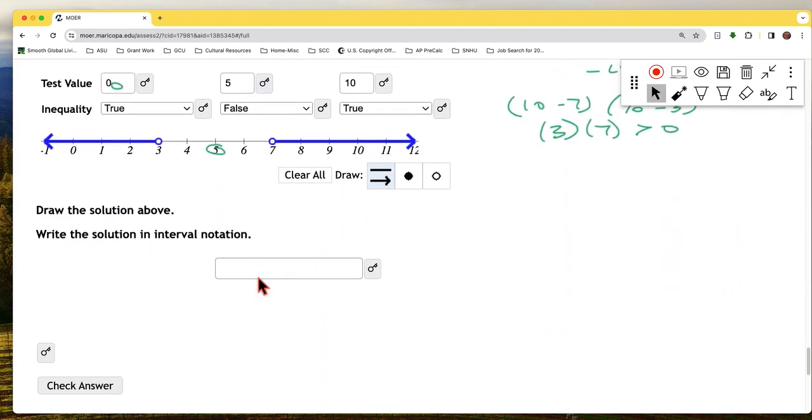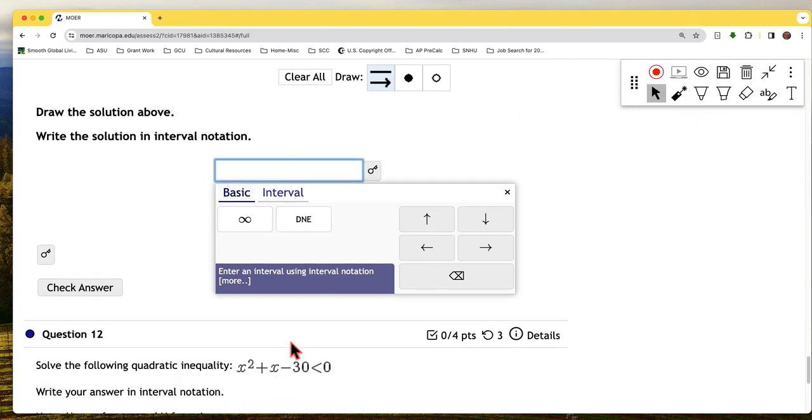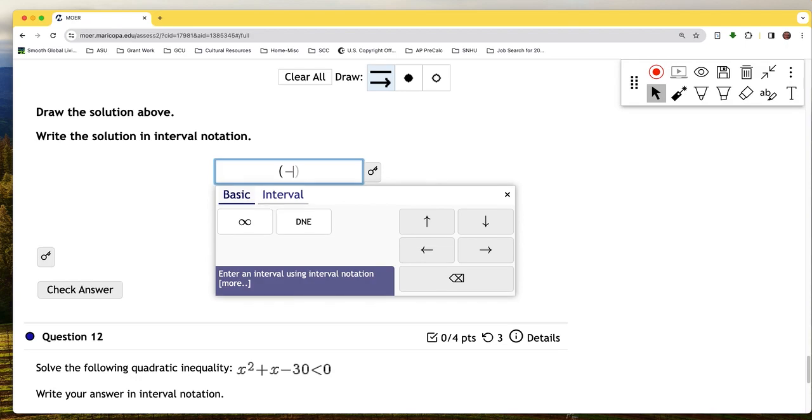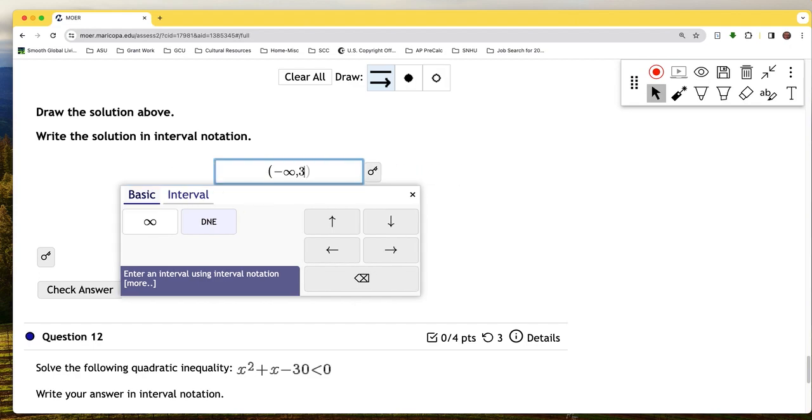Got everything going for this one here. And then the interval notation, right? Negative infinity to 3, union 7 to infinity, with the 3 and the 7 not included. So let's go ahead and put that in there. So negative infinity until 3, not including 3.